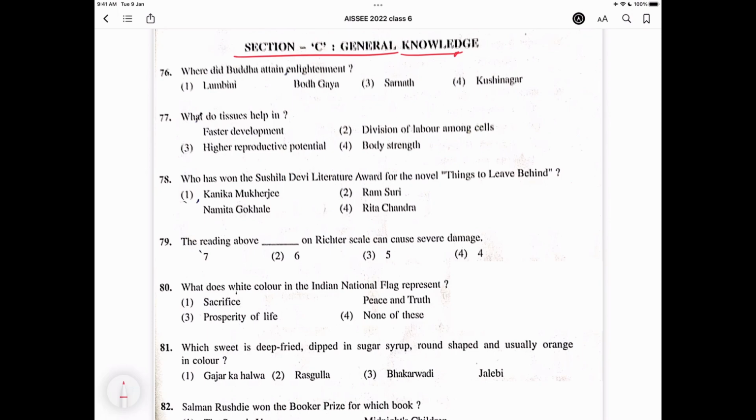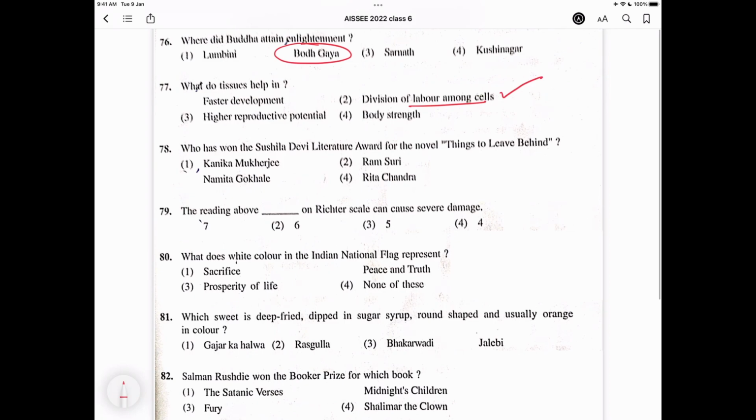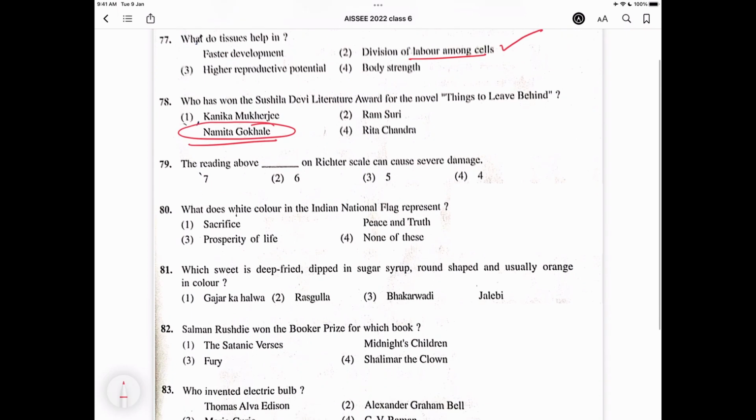Now for question number 76, B option is correct answer. Where did Buddha attain enlightenment? So Bodh Gaya is the right answer. For question number 77, B option is correct. Division of labor among cells. For question number 78, C option is correct. For question number 79, A option is correct.